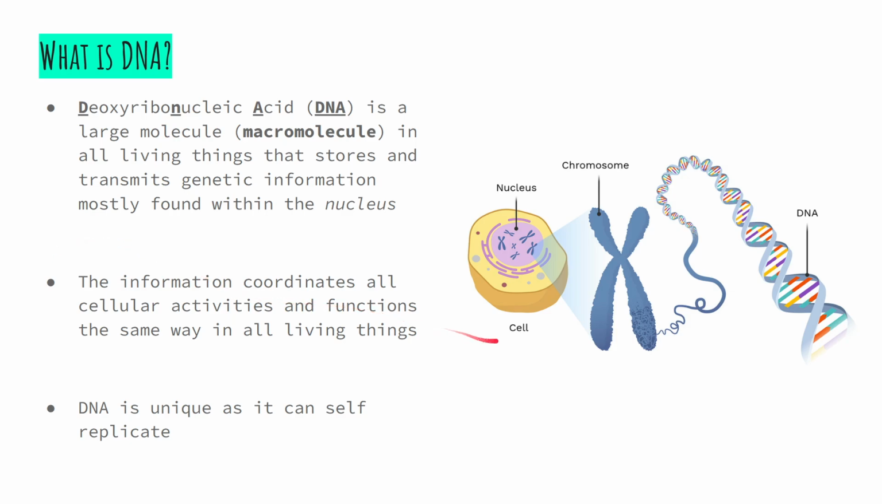So in this cell, if I said, is this a prokaryote or a eukaryote? I would hope you can give me an answer as to which that is. We can talk about that more later as well though. We have our chromosomes. These chromosomes are highly condensed, made of lots and lots of DNA when it finally gets unwound. Okay, so this information coordinates all cellular activities and functions the same way in all living things. DNA is unique as it can self-replicate.